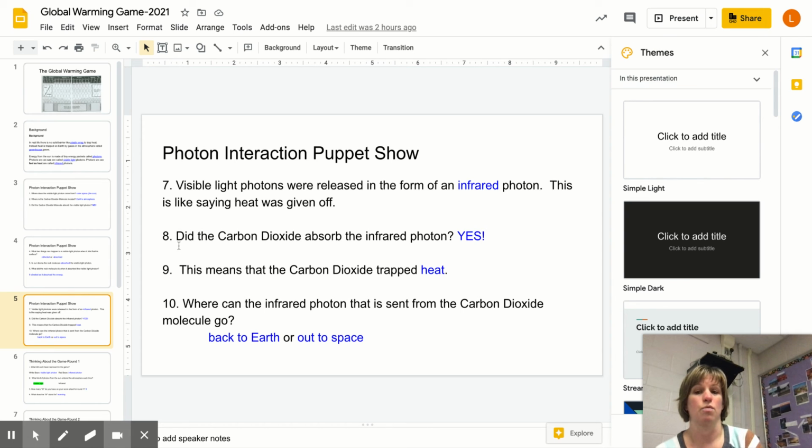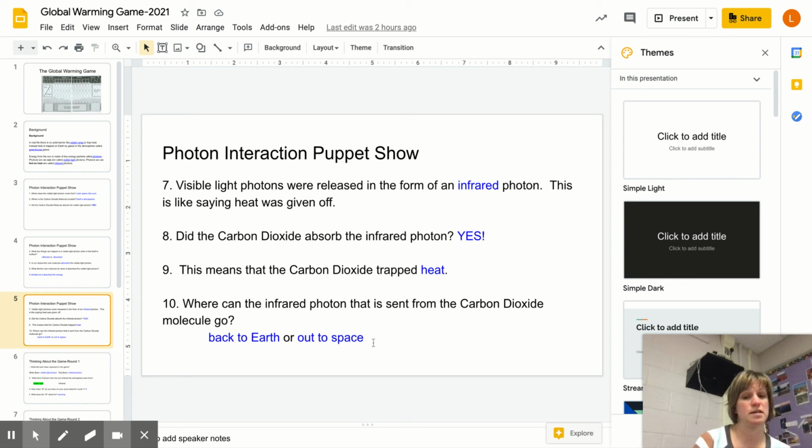So now, what about question 8? Did the carbon dioxide absorb the visible light? Yes. Notice all caps there. So again, visible light does not interact with carbon dioxide. Infrared does. The infrared photons are absorbed by carbon dioxide. What does this mean? It means that carbon dioxide traps the heat. It is a greenhouse gas. The carbon dioxide is like the plastic wrap from our experiment.